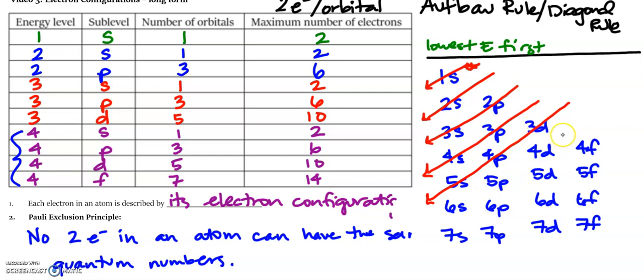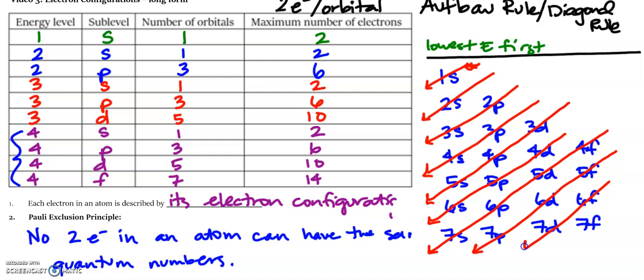All right, so after 5s comes 4d, 5p, 6s. So make sure you're drawing these in, and you're going to have to add, I think, in your notes some of this row if it's not there. Okay, then 4f, 5d, 6p, 7s, and then 5f. And these last ones, let's see, 7p. There's nothing after that.